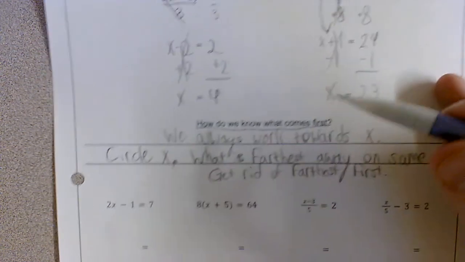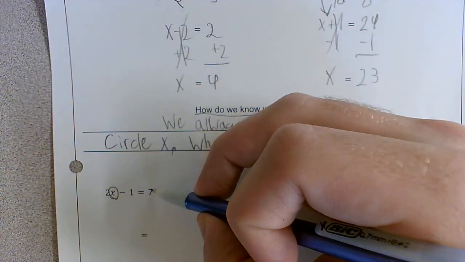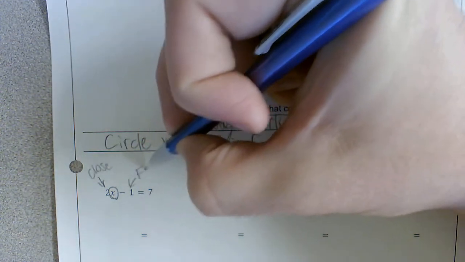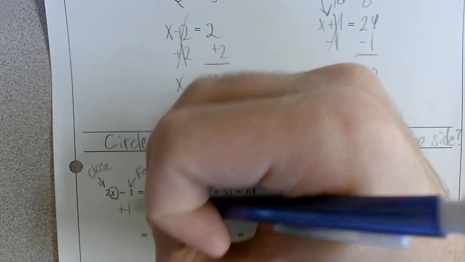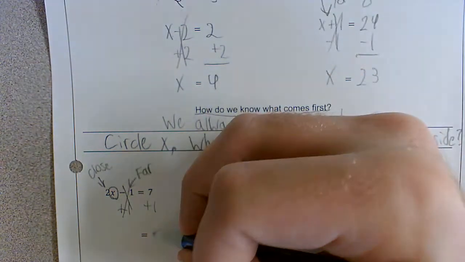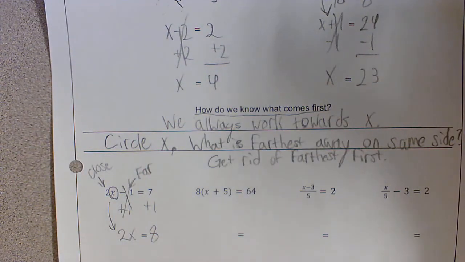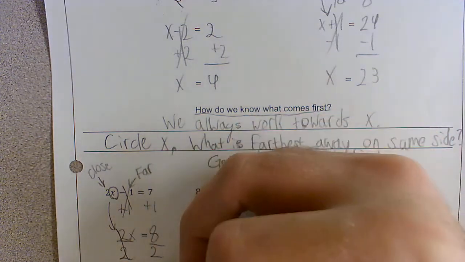So, let's look at this example here. I'm going to start by circling my x. We're going to ignore the right side for right now. On the same side, my 2 is close, and my 1 is farther away. So I want to get rid of the farthest first. I want to get rid of this -1 first. So, I add 1 to both sides. These cancel out. I do 7 plus 1 gives me 8. My 2x comes down. Then I solve like normal. Divide by 2, divide by 2. Cancel, x. 8 divided by 2 is 4.